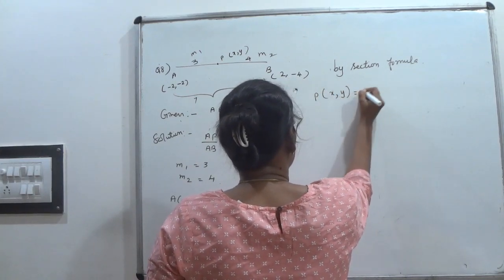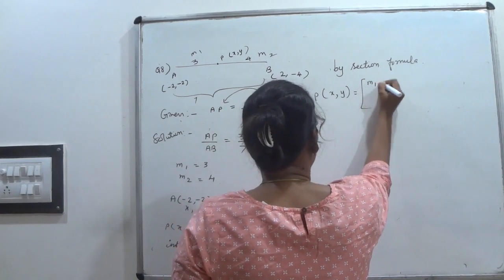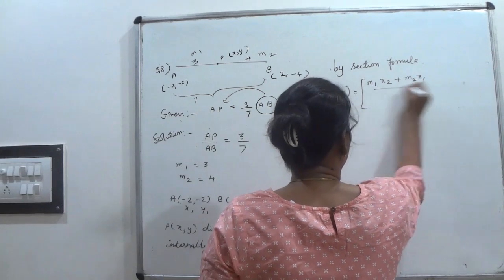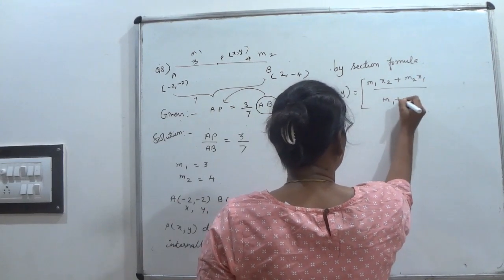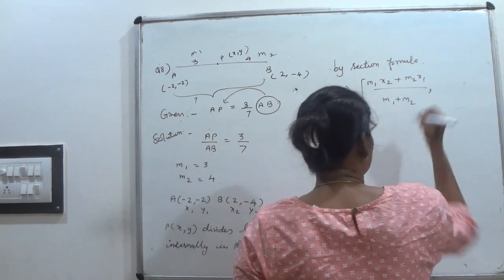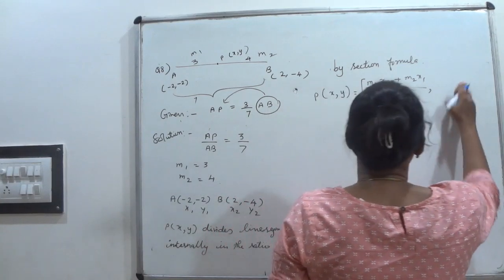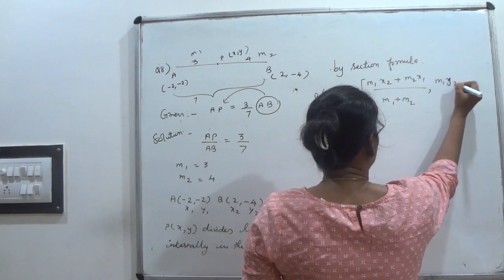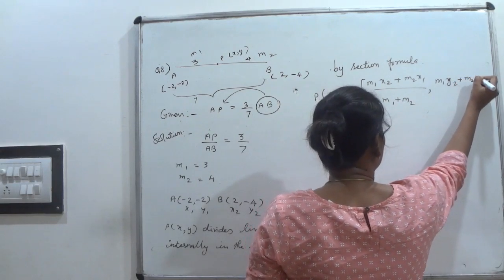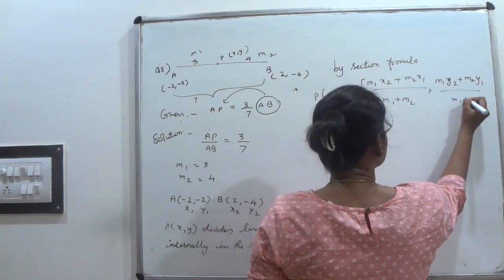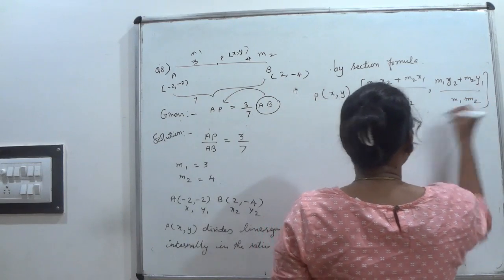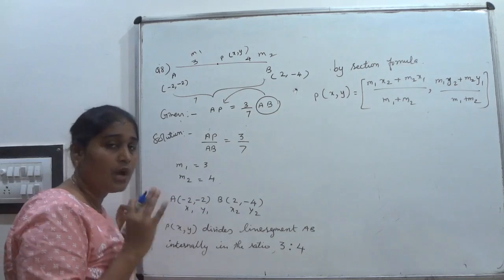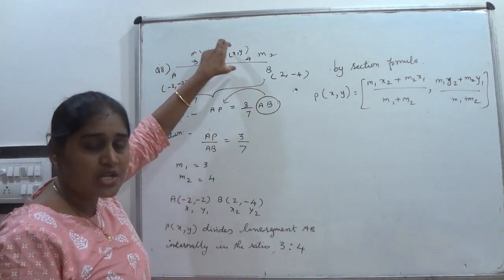P(x, y) is equal to (m1x2 plus m2x1) upon (m1 plus m2), and (m1y2 plus m2y1) upon (m1 plus m2). Do you remember this formula, the section formula? We already discussed it in this exercise. When you know the ratio and the coordinates of the two points of the line segment, you have to apply the section formula.